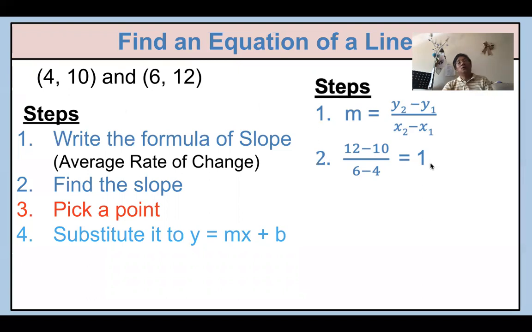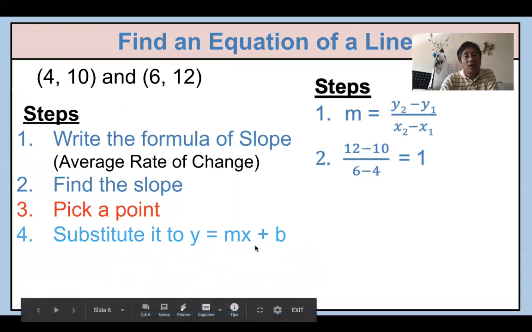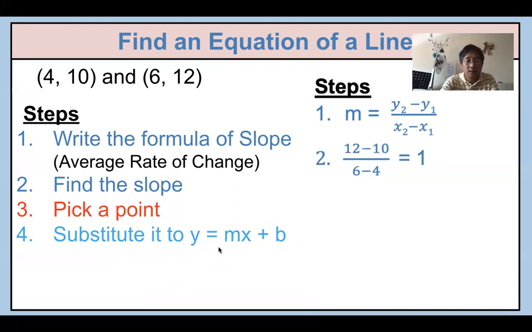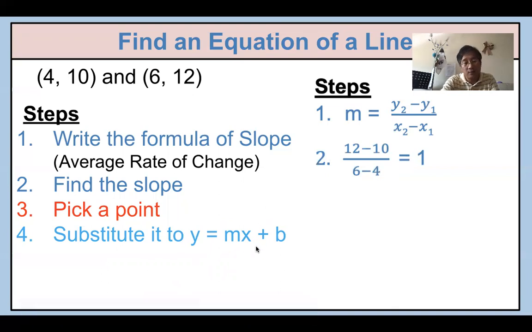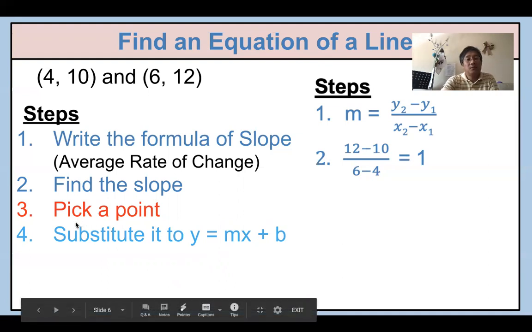Because you know that the linear equation format is always like this: y equal to mx plus b. We already found the m. M is the slope, right? So instead of m, you plug 1 in here, 1x. 1x is the same as x, right? So now what should we get? The b. So the b is left. To get the b, the third step is to pick a point.